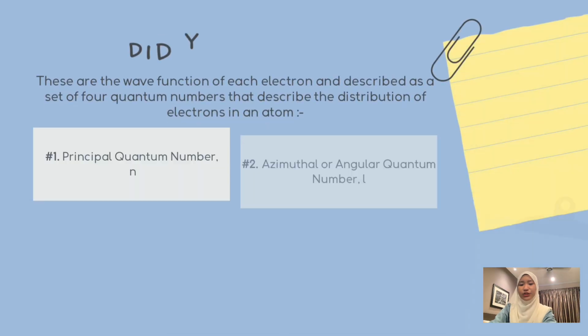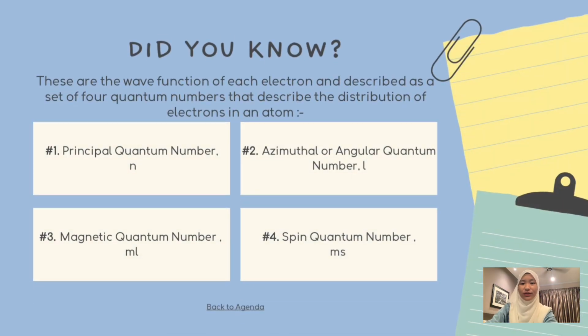Okay, next, did you know that the wave function of each electron is described as a set of 4 quantum numbers? This set describes the distribution of electrons in an atom, which means all of the numbers in the set are functions for the electrons in an atom. First, the principal quantum number. Second, the azimuthal or angular quantum number. Third, the magnetic quantum number, and the last one is the spin quantum number.